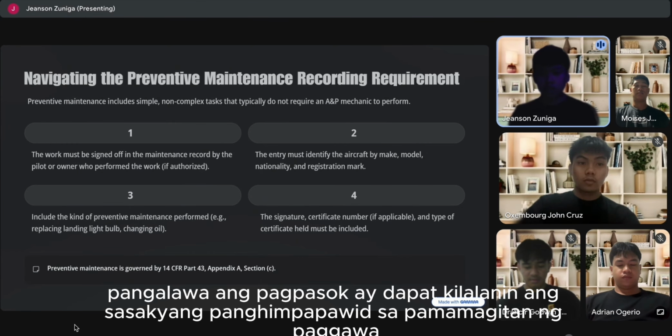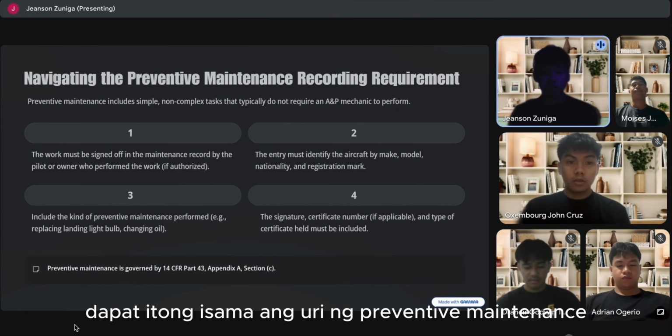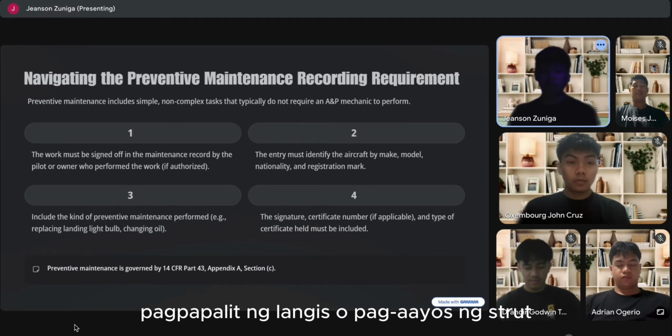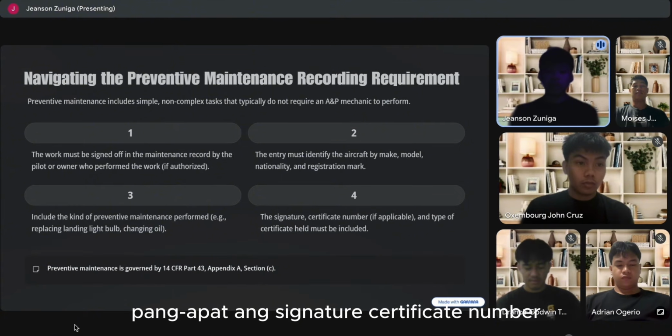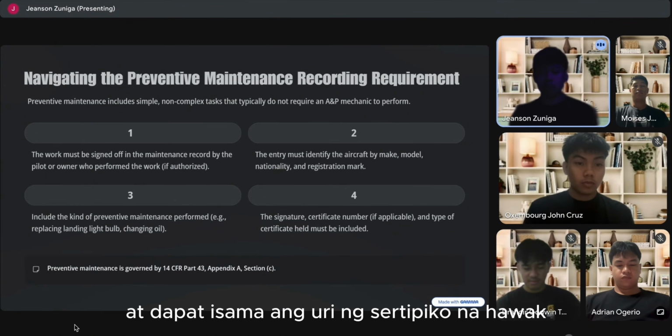Second, the entry must identify the aircraft by make, model, nationality, and registration mark. Third, it must include the kind of preventive maintenance performed, for example, replacing a light bulb, changing oil, or fixing a strut. Fourth, the signature, certificate number if applicable, and type of certificate held must be included.